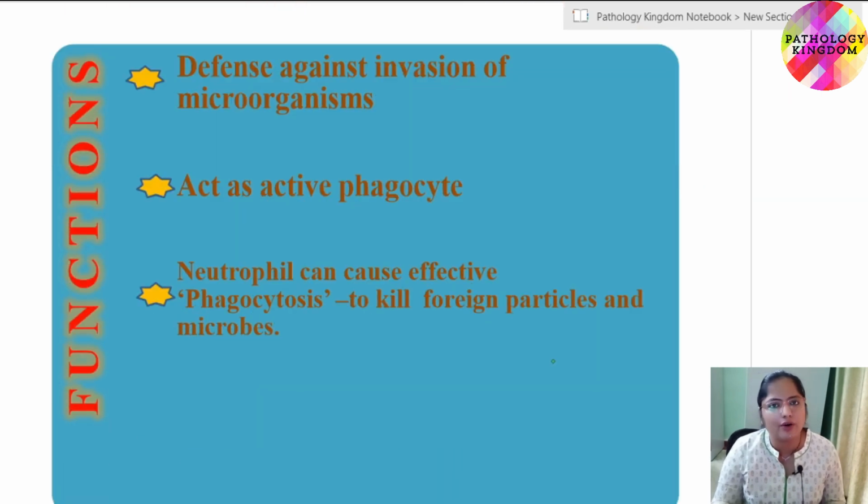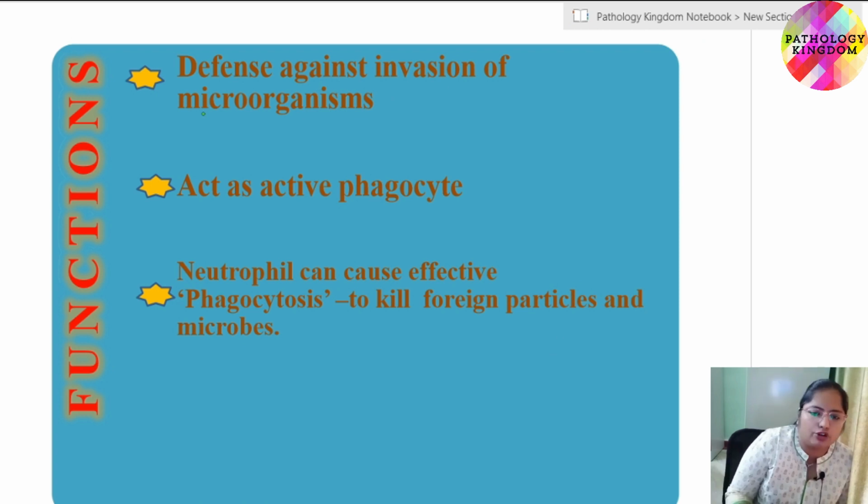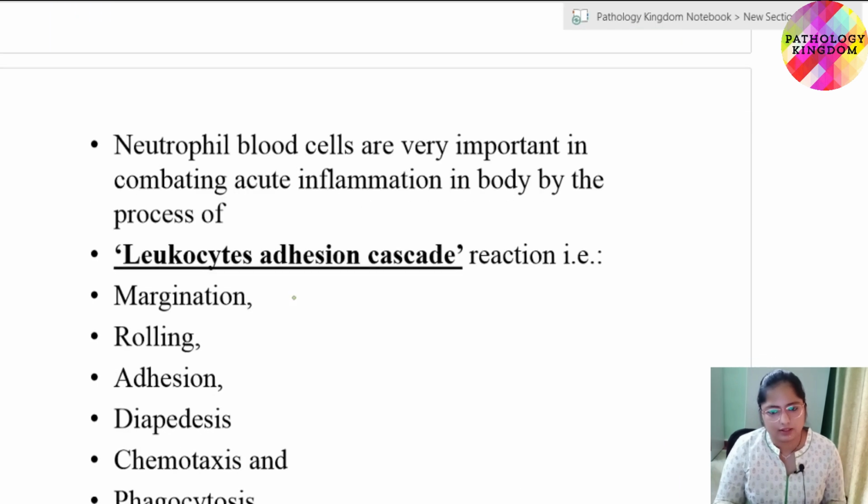Now functions of neutrophil: defense against invasion of microorganism, act as active phagocyte. Neutrophil can cause effective phagocytosis, that is to kill foreign particles and microbes. That is why it is known as active phagocyte. And it provides immunity. It is helpful in defending the body against invasion of microorganism.